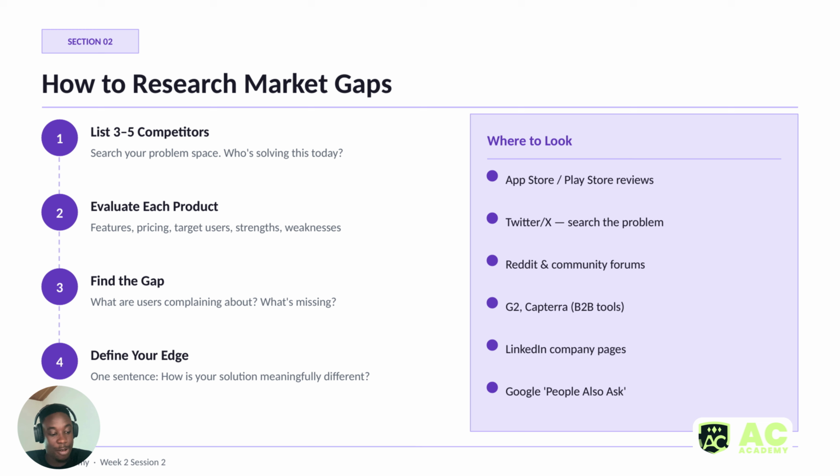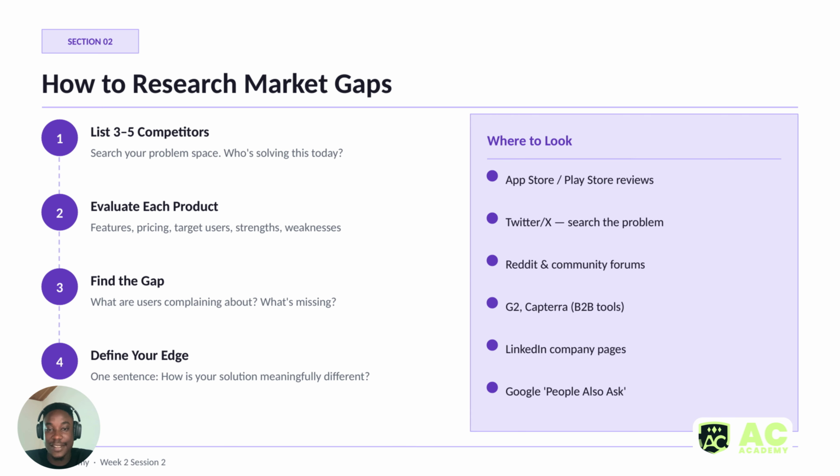Let us move on to how to research market gaps. So how do you actually do this? Somebody may ask. It's simpler than you think. Start by listing 3 to 5 competitors, then just search your problem space and see who's already trying to solve it. When you are done, evaluate each one. Look at their features, their pricing, and who they are targeting. Also, what they do well and where they fall short.